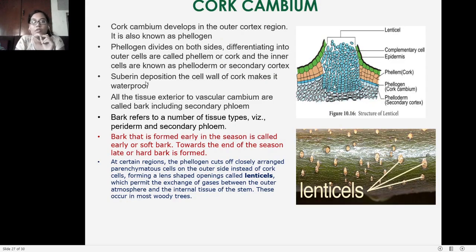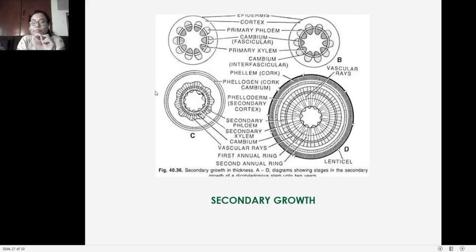Okay, now suberin deposition on the cell wall of cork makes it waterproof. Yes, this outer cork layer has suberin deposition and becomes waterproof, durable and resistant to insects. So this cork layer helps a plant to become even harder, durable and resistant to certain insects.